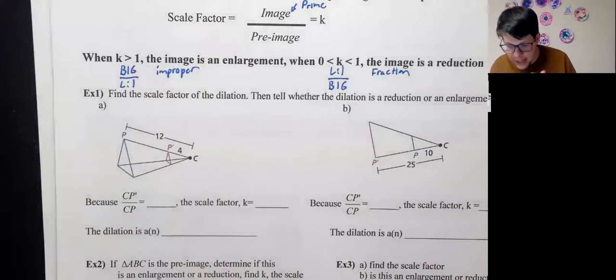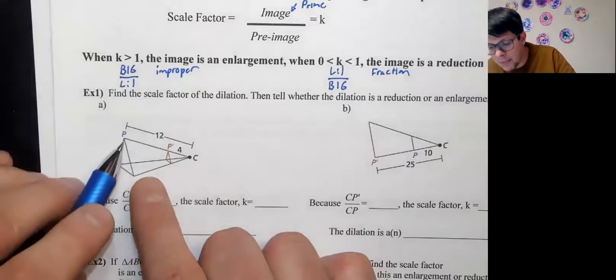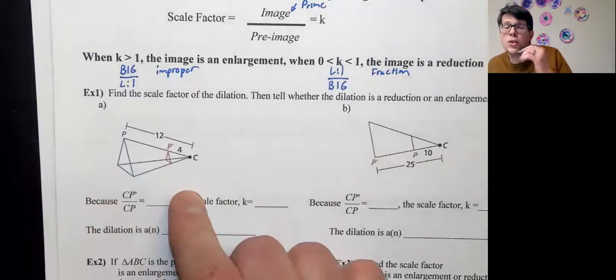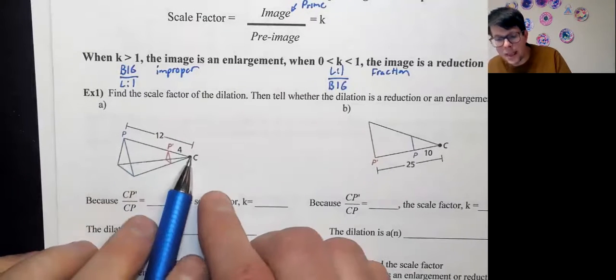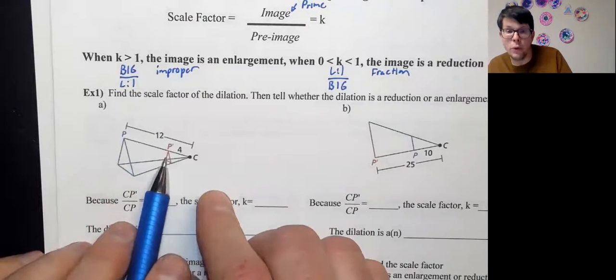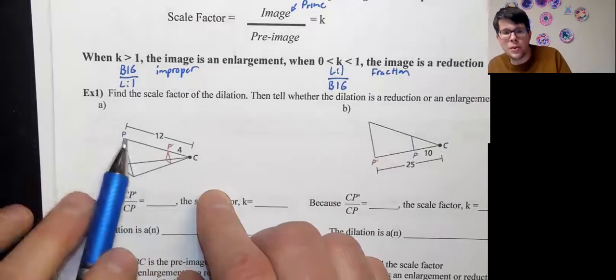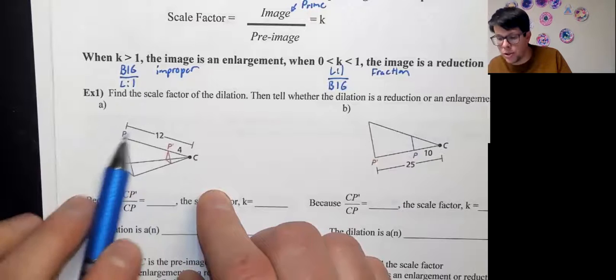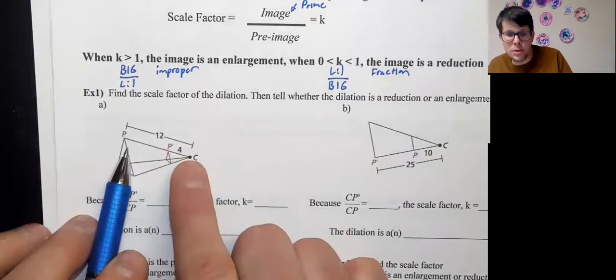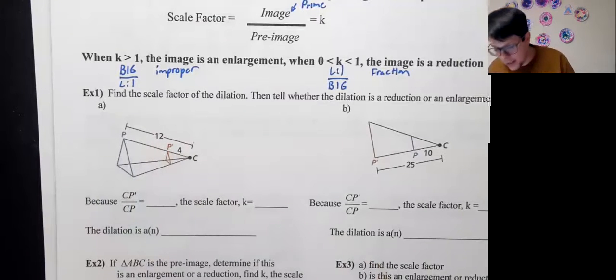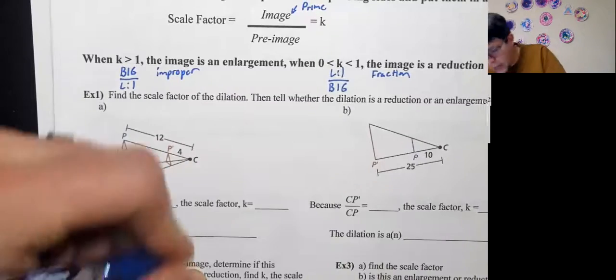One of the first things I like to do is make sure I pay close attention to my labels. I see something labeled P and another thing labeled P prime. Most people might think about starting from the center and growing outwards, but that's not the case. We're starting with P, which is our pre-image, and shrinking down to P prime. Prime is always your final product, or your image. So this is actually going to be a reduction.